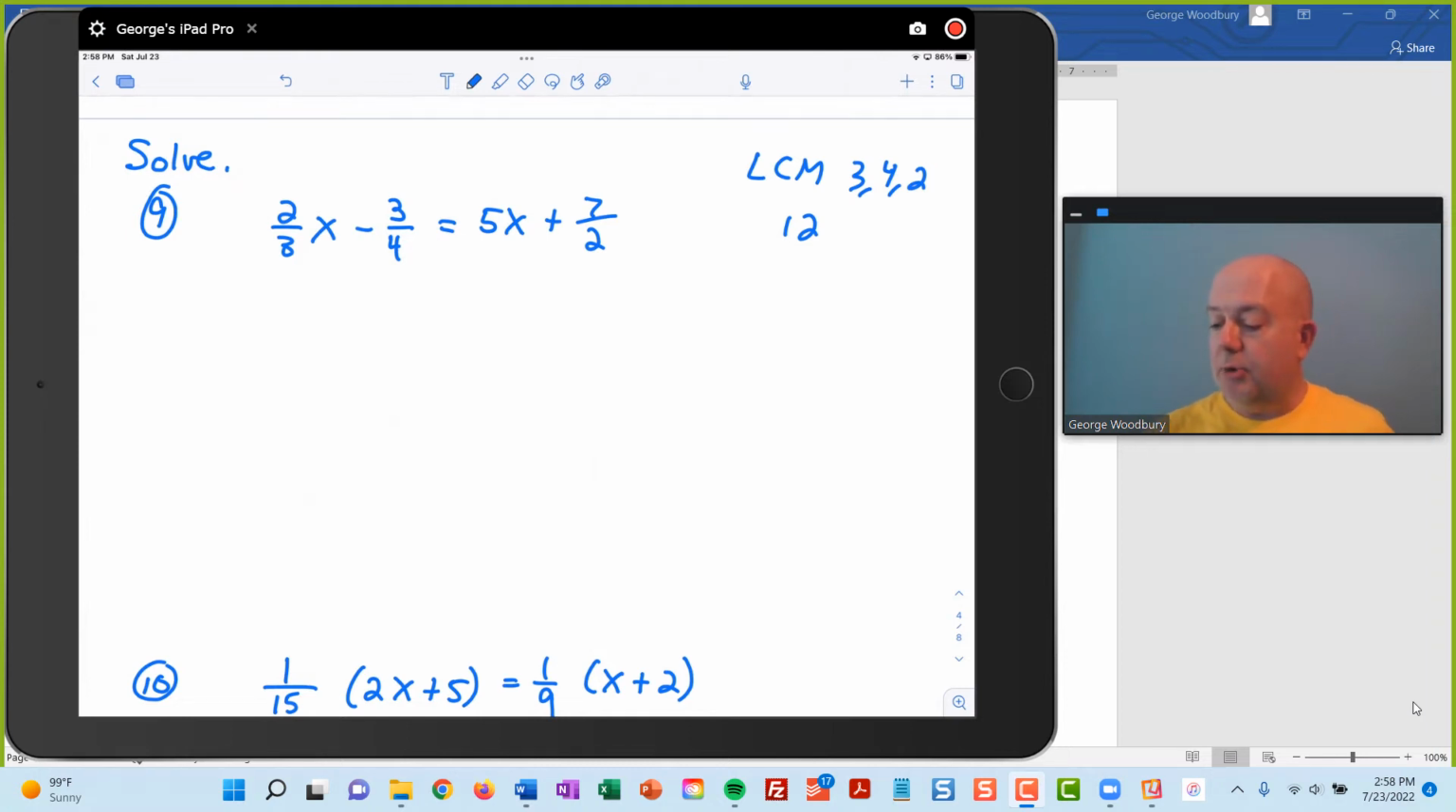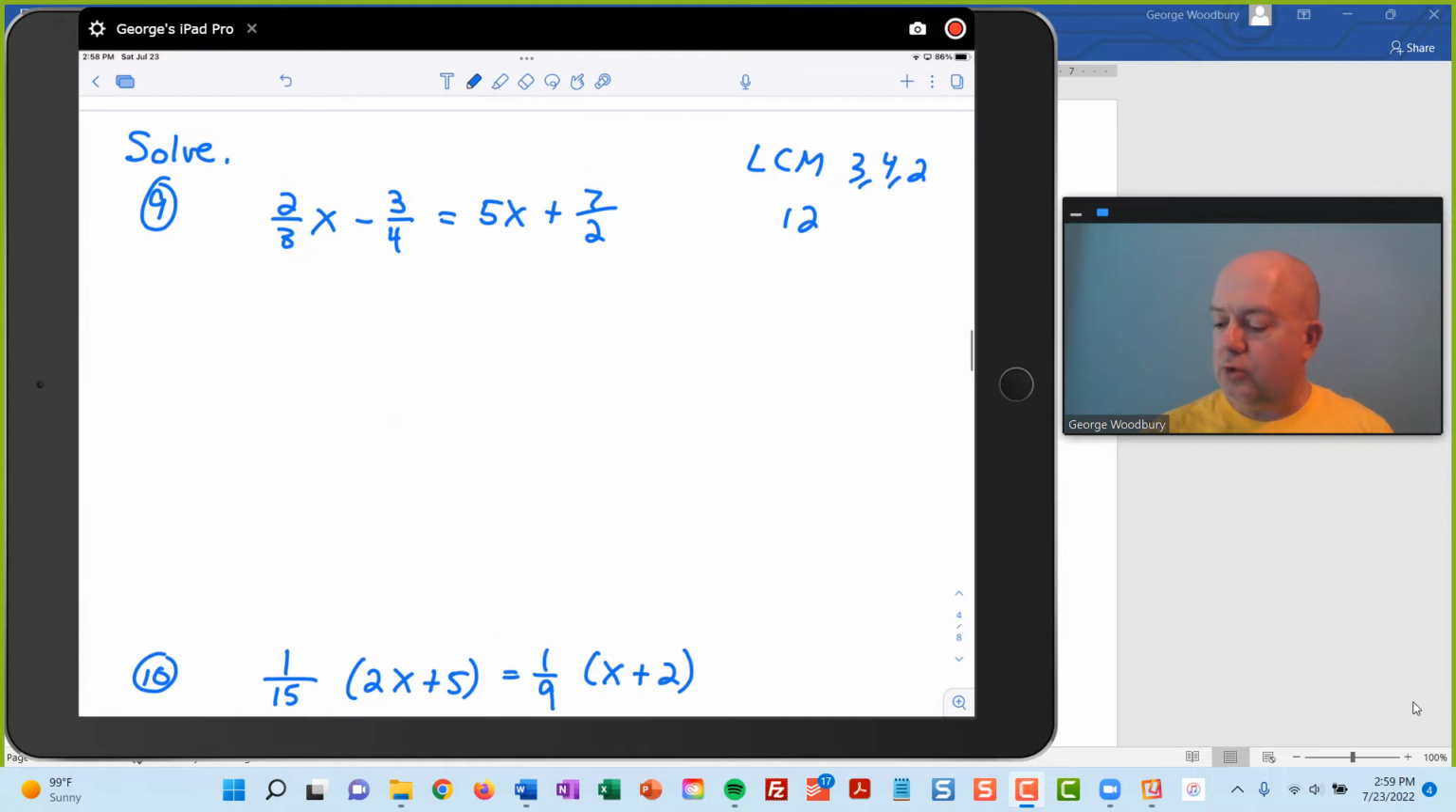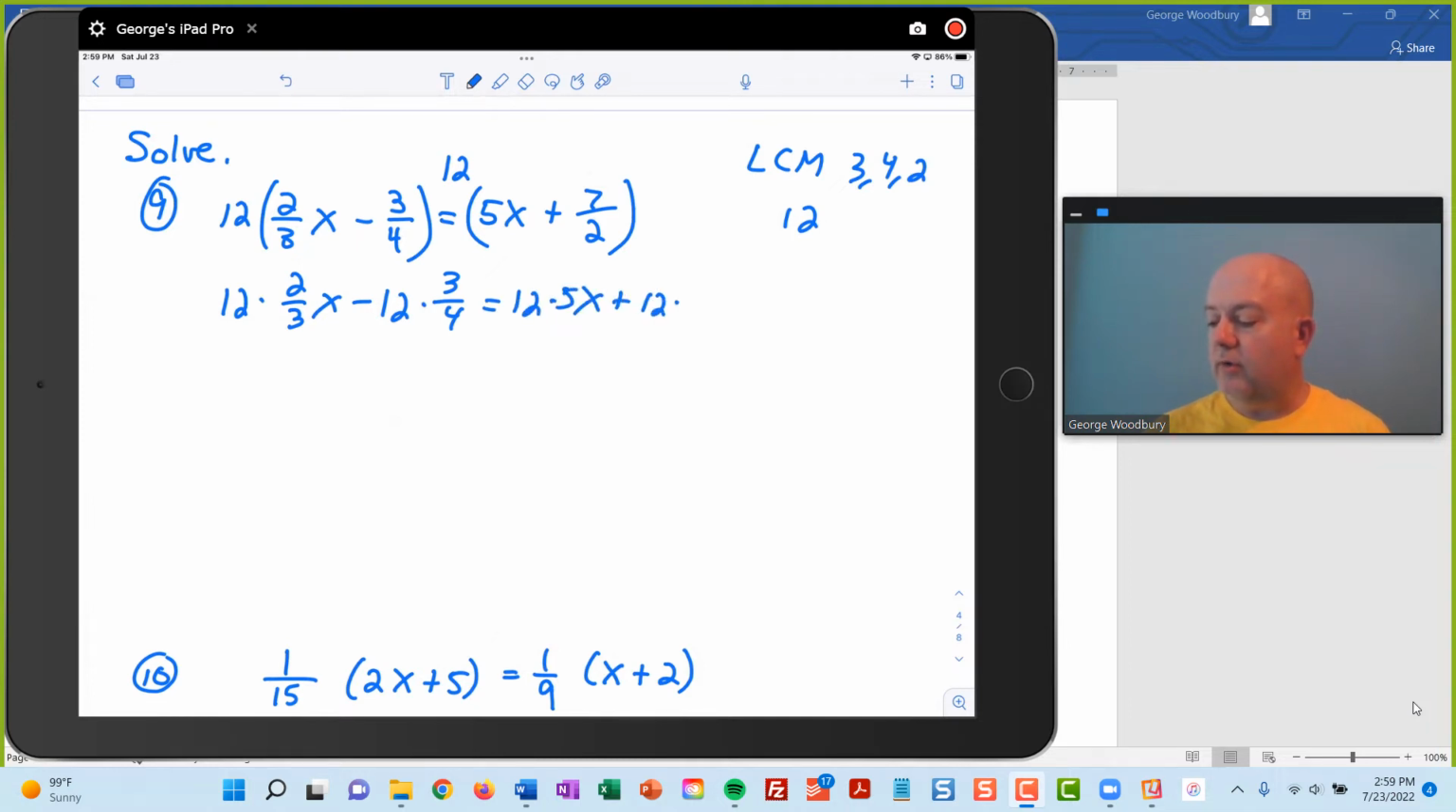I'm going to multiply both sides of the equation by 12, and when I do that, I can distribute 12 to each term. Now I'm going to do this in 2 steps, but you could really do this in 1 step, and I'll talk about that. So I'm going to multiply 12 by the 2 terms on the left and 12 times the 2 terms on the right. I distribute that through, and I get 12 times 2/3 x minus 12 times 3/4 equals 12 times 5x plus 12 times 7/2. So basically, I could have written the 12 next to each term in the first equation.